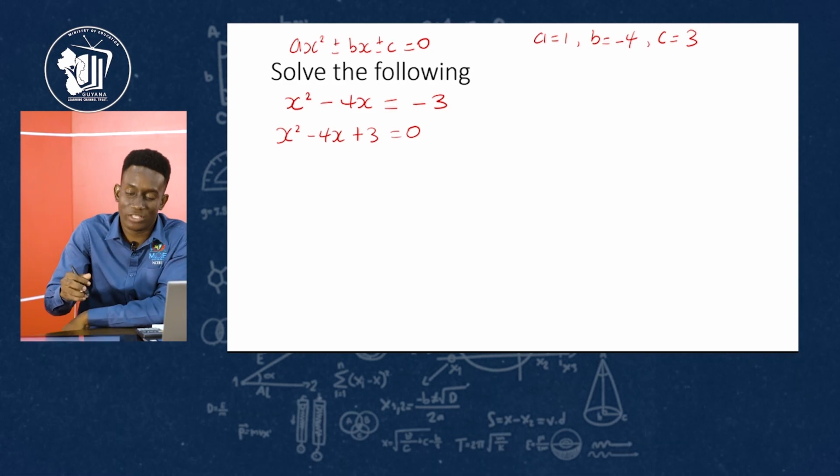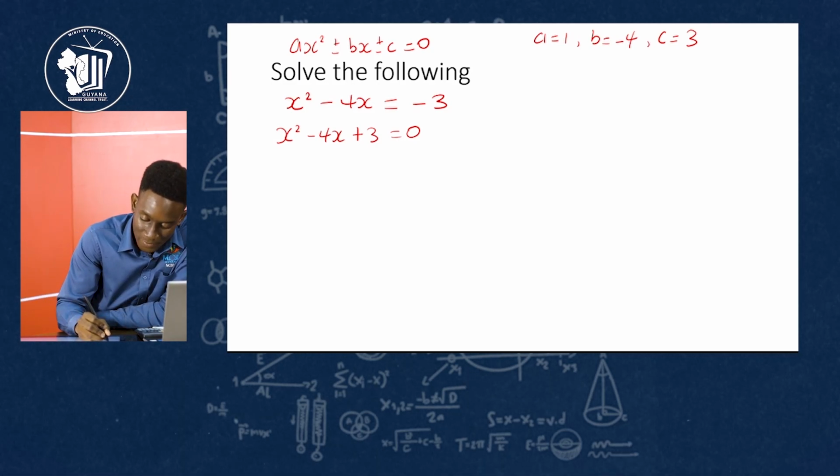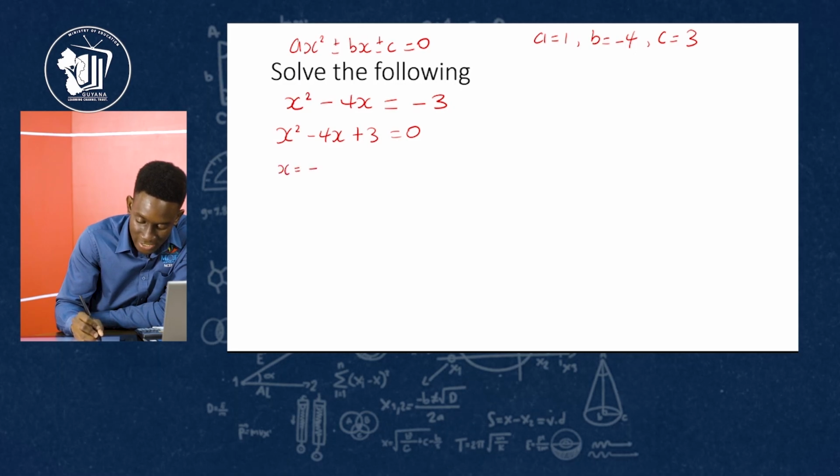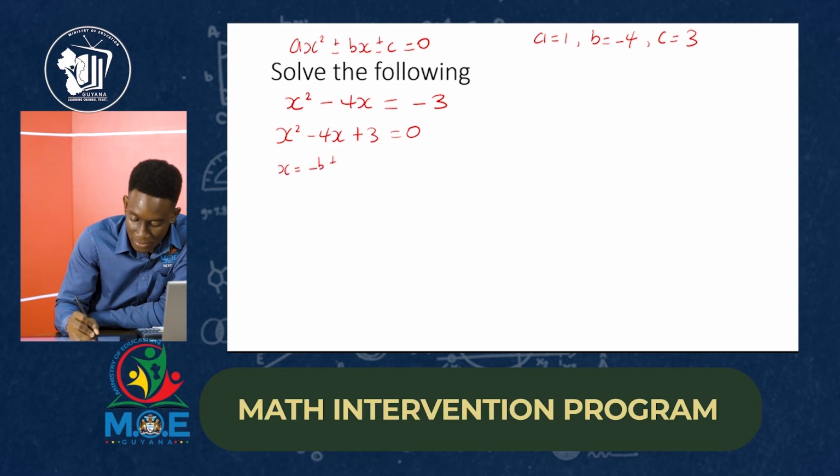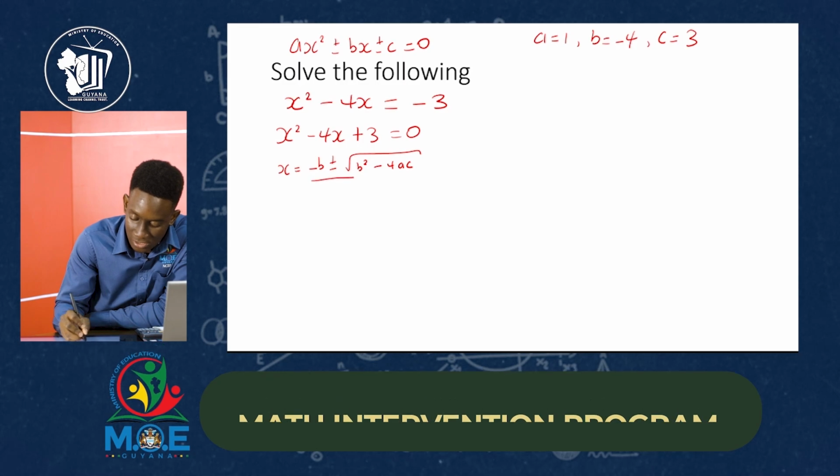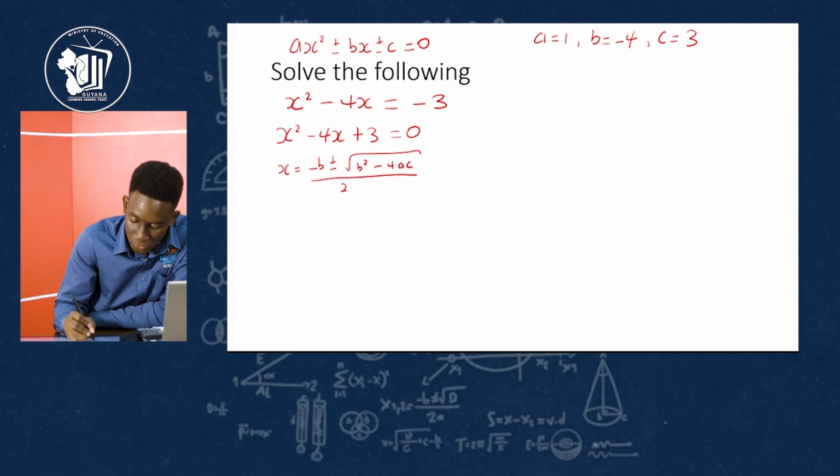So we know the quadratic formula is x is equal to negative b plus or minus the square root of b squared minus 4 times a times c, all divided by 2a.